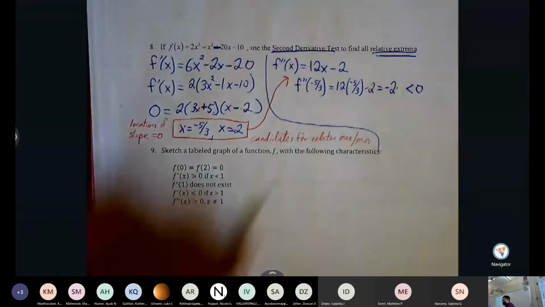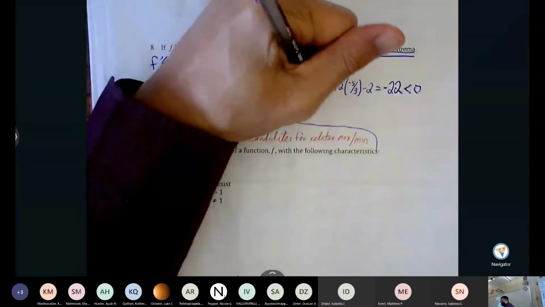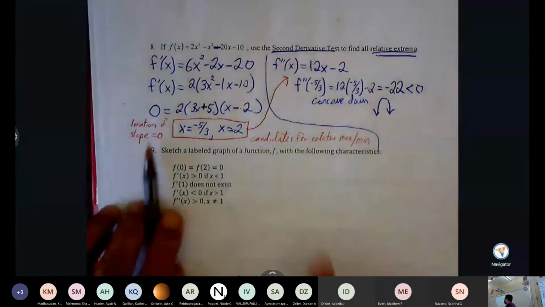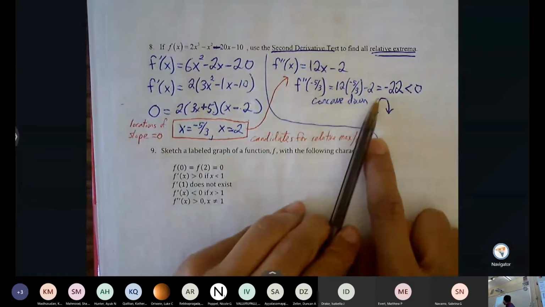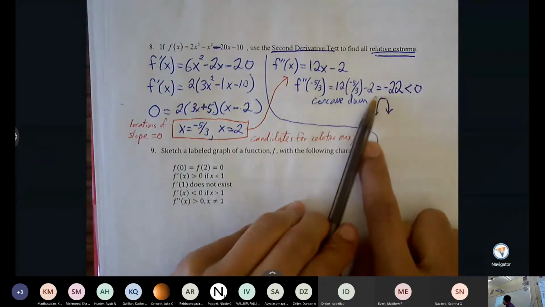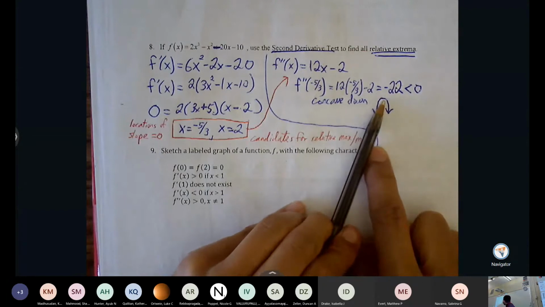Concave down, if we can verbalize that, we can also create a picture out of it. And the only place with the slope 0 in concave down narrows down to that point. And the only thing we can conclude about that point is there must be a relative max.